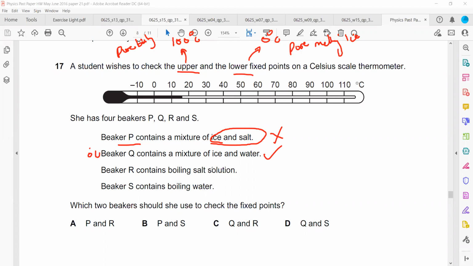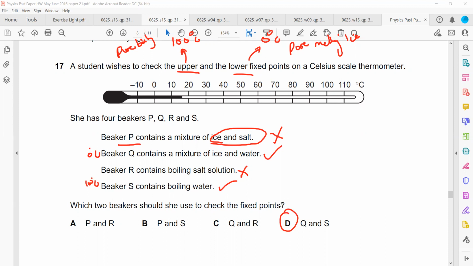Beaker R contains a boiling salt solution. Again, impure water. Salt solutions are impure water, as salt contains other particles, so it will boil at more than 100. It won't boil at 100. And S contains boiling water. If it's boiling water, it means pure boiling water here, as they did not mention anything about impurity, so we consider it as pure. So Q and S can be used to mark the upper and the lower fixed point.